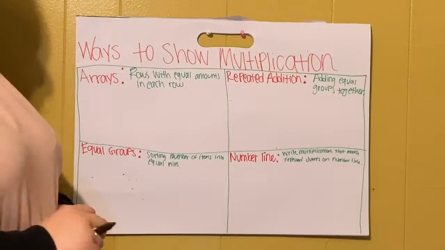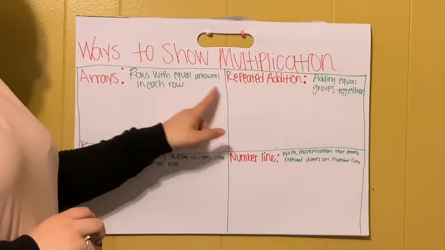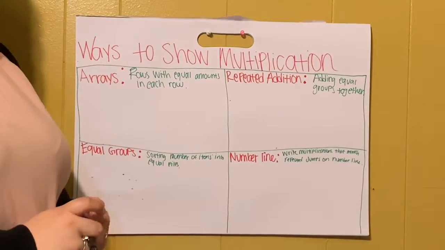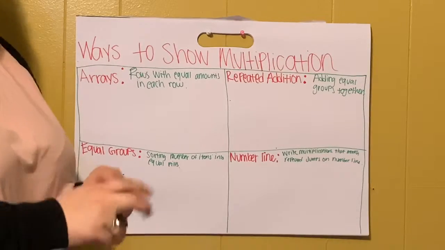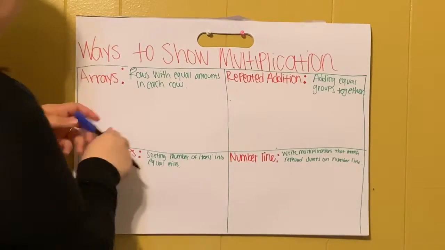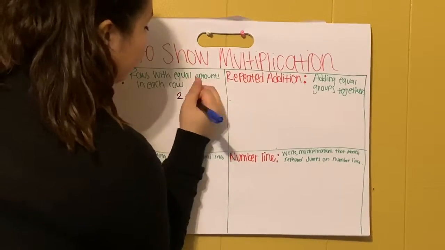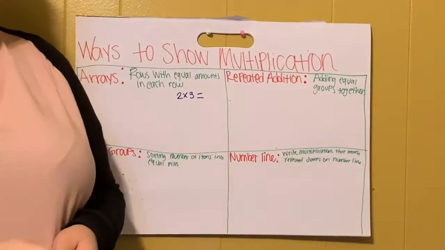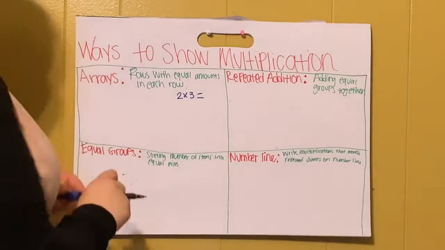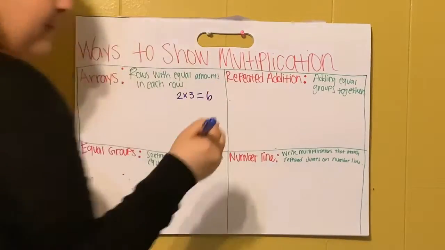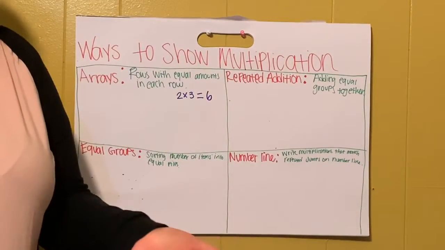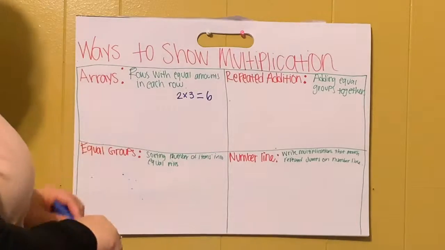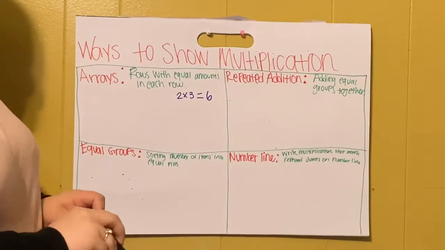We said earlier that arrays are rows with equal amounts in each row. For example, if we have, let's say, 2 times 3. So I'm going to write out right here, 2 times 3. What do we know the product of 2 times 3 is? 6. 6, good job. Now, remember, we have to show our work.